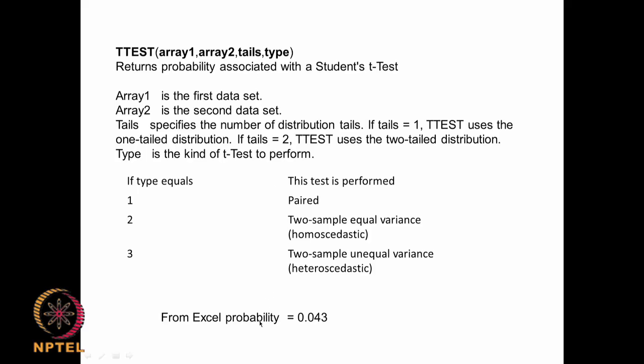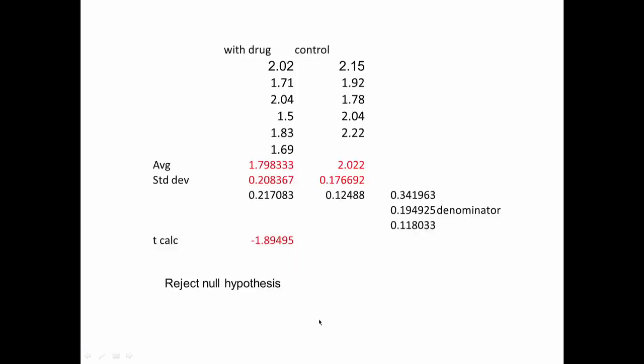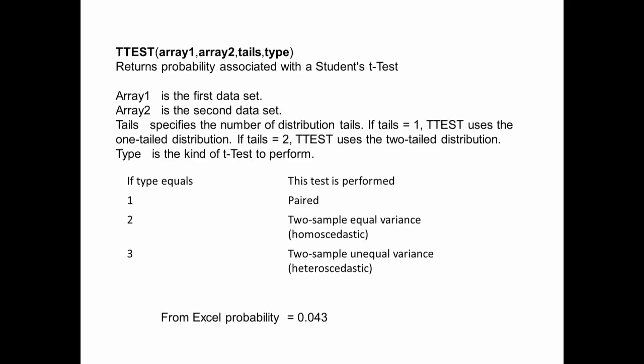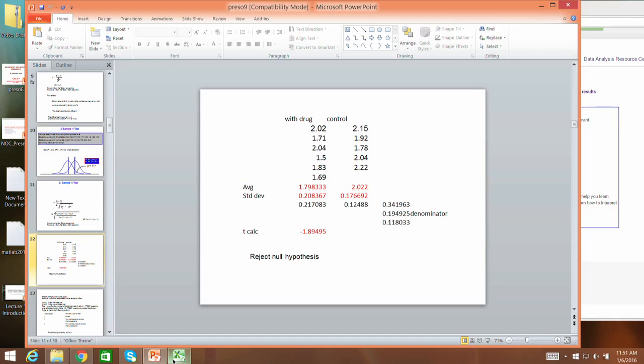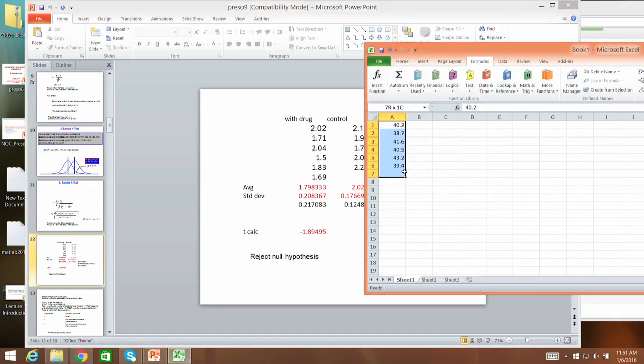So from Excel we get 0.043, that is the probability. It is less than 0.05, so we will reject the null hypothesis like here. We can reject the null hypothesis, but it is a very close call. So how do you do it in Excel? We just put this data inside, and then we do the calculations.